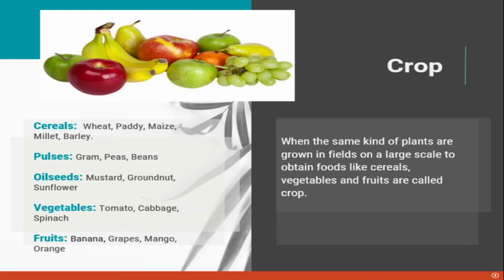Cereals: wheat, paddy, maize, millet, barley. Pulses: gram, peas, beans. These pulses contain protein sources. Then oil seeds: mustard, groundnut, sunflower. These all contain fat. Vegetables: tomato, cabbage, spinach. They contain vitamins and minerals. And finally, fruits. What are they? Banana, grapes, mango, orange. They contain vitamins, minerals, and sugar.